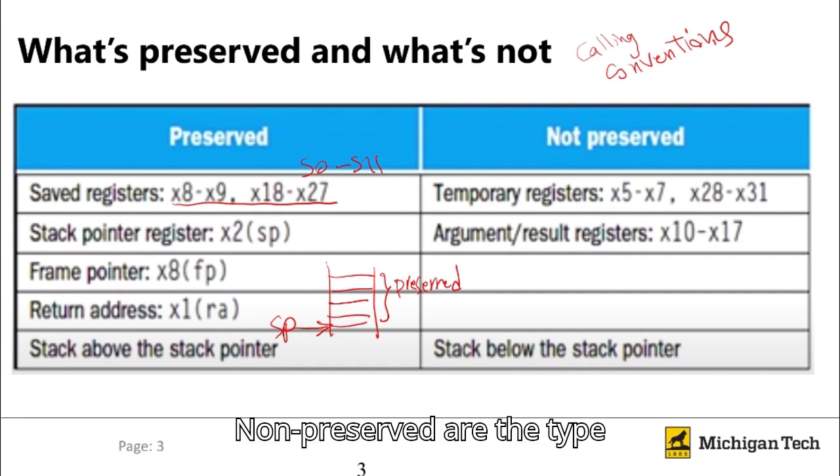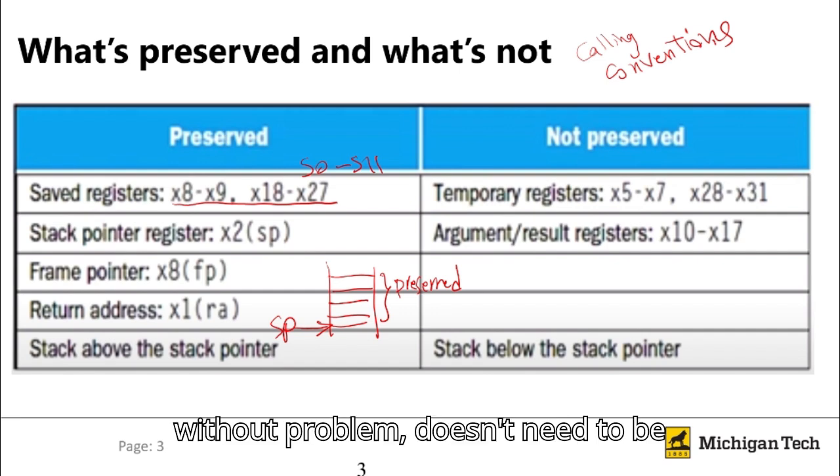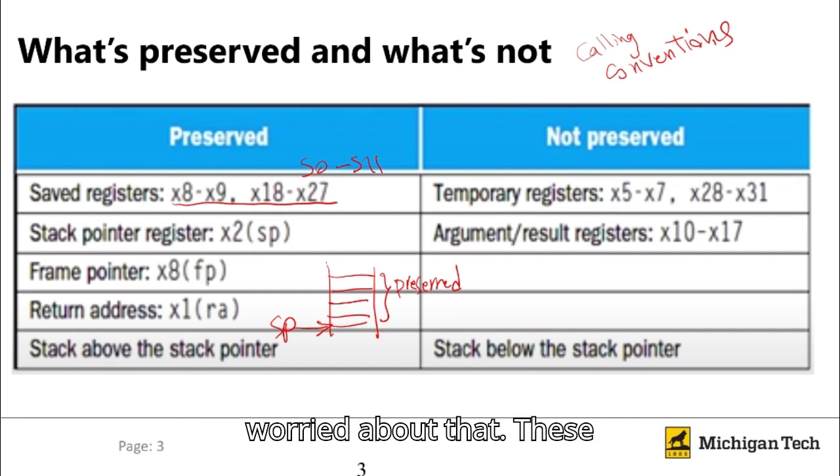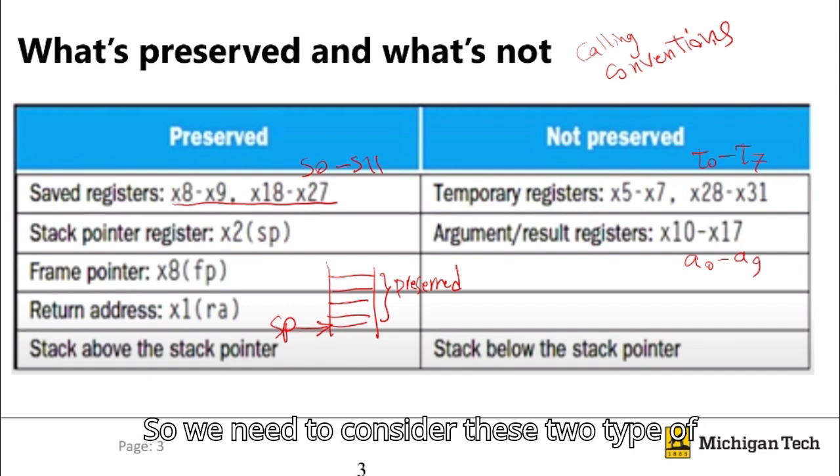Non-preserved are the type of registers that the callee can change without problem. It doesn't need to be worried about that. These registers are temporary registers, sometimes we call them T0 to, I think, 7, and also argument registers A0 to A7. So we need to consider these two types of registers.